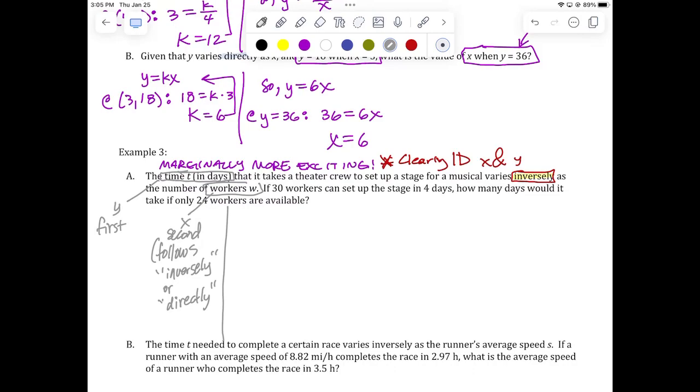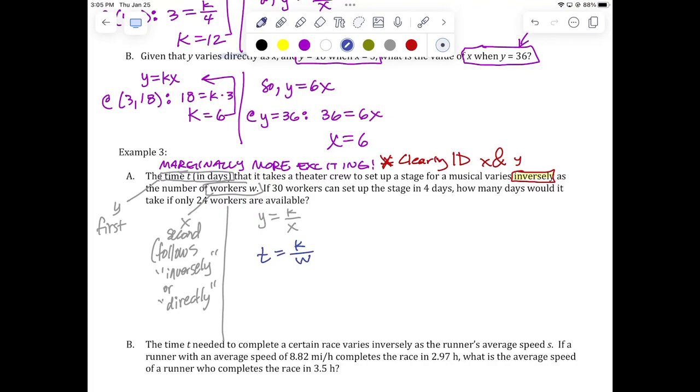So let's pull out our equation. It's an inverse relation. It says that. So I get y equals k over x. Now, just like in example 1, though, I want to assign it the correct variables here. So which one is y? Is it T or is it W? T. So I get T equals k over W. And now, before you just jump in, just make sure: does the time to set up the stage depend on the number of workers, or does the number of workers depend on the time to set up the stage?